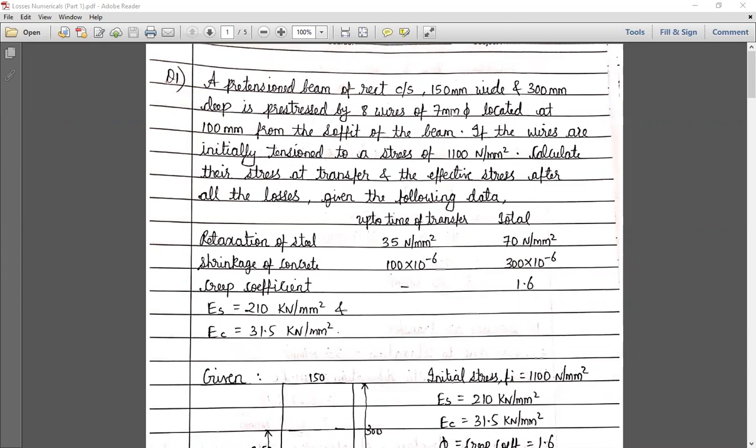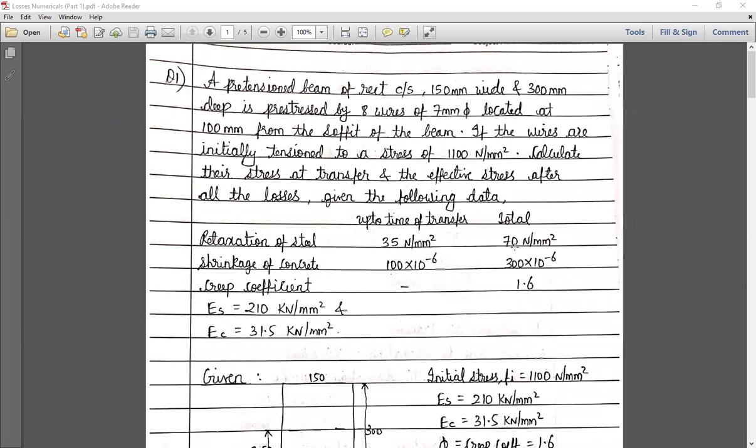A pretensioned beam of rectangular cross section 150 mm wide and 300 mm deep is pre-stressed by 8 wires of 7 mm diameter located at 100 mm from the soffit of the beam. Okay, what do you mean by soffit? Soffit means bottom of the beam. If the wires are initially tensioned to a stress of 1100 Newton per mm square, calculate their stress at transfer and the effective stress after all the losses given the following data.